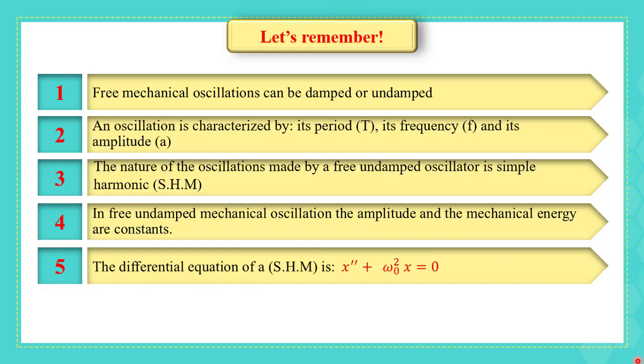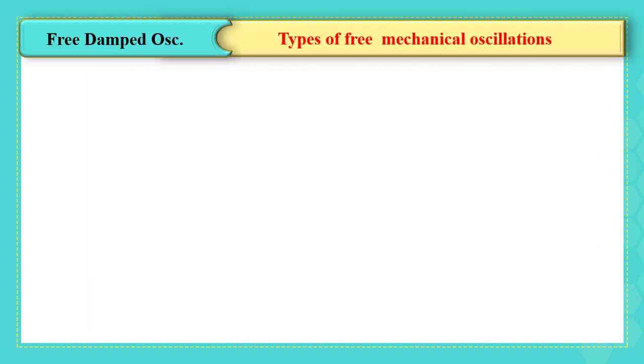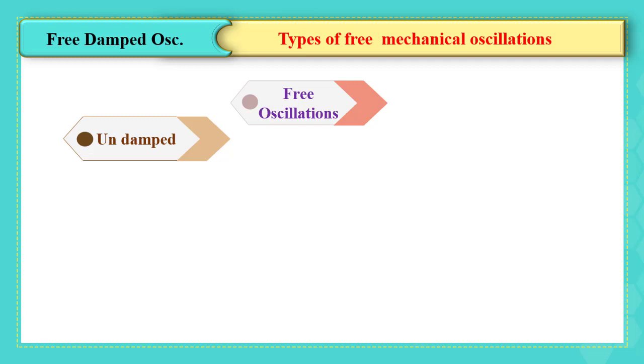The differential equation of a simple harmonic motion is x double prime plus omega 0 squared x equals 0, and finally the time equation is x equals a sin(omega 0 t plus phi), or x equals a cos(omega 0 t plus phi). As we have already seen in the first video, free oscillations are divided into undamped oscillations and damped oscillations.